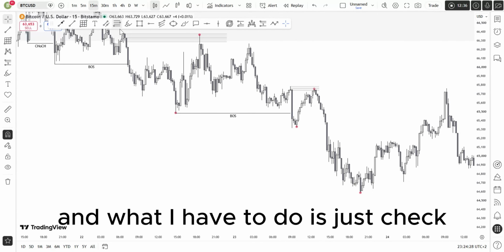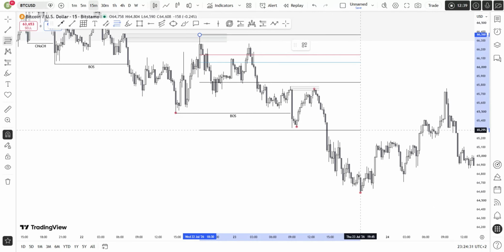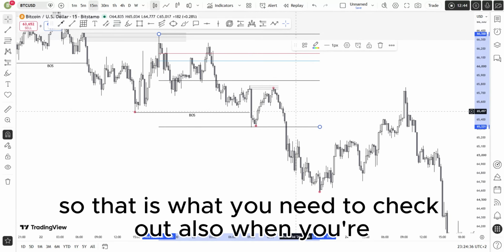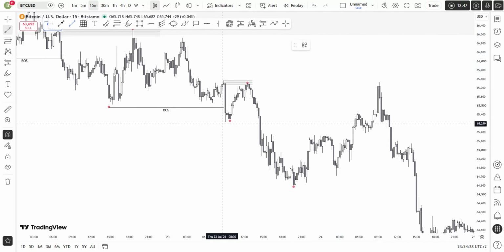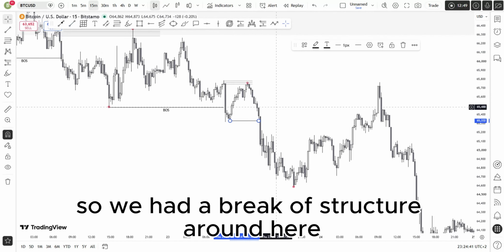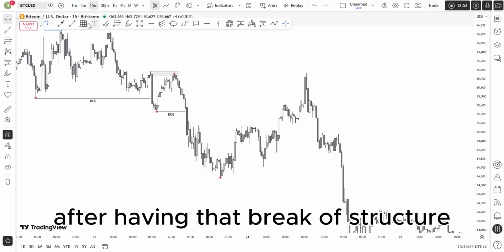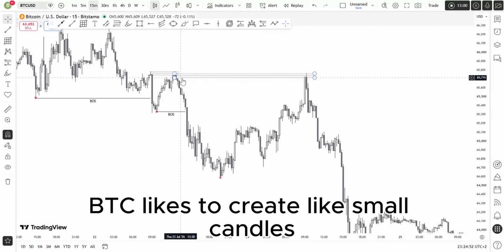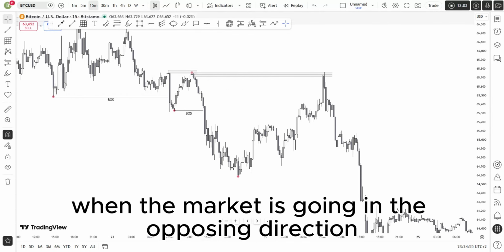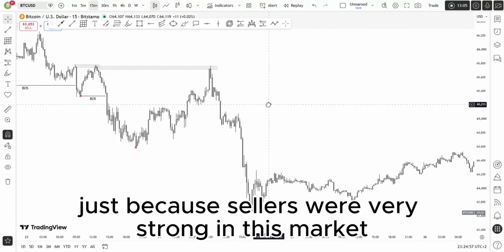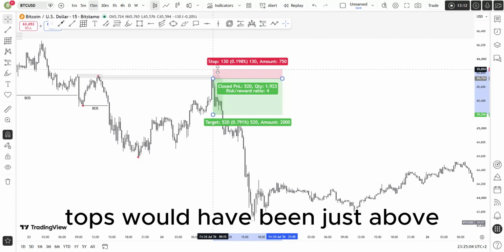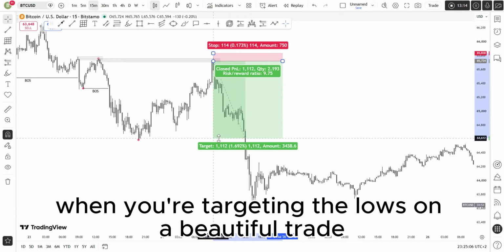And what I have to do is just check if it was in the right area for us to sell. So it wasn't in the right area, even though we had a confirmed low. So that is what you need to check out also when you're doing your back testing. So we had a break of structure around here. After having that break of structure, we had the extreme supply zone, which is a bit small also. I don't know why BTC likes to create small candles when the market is going in the opposing direction. Just because sellers were very strong in this market, and we sold off around this point here. Tops would have been just above, and you're targeting the lows on a beautiful trade.